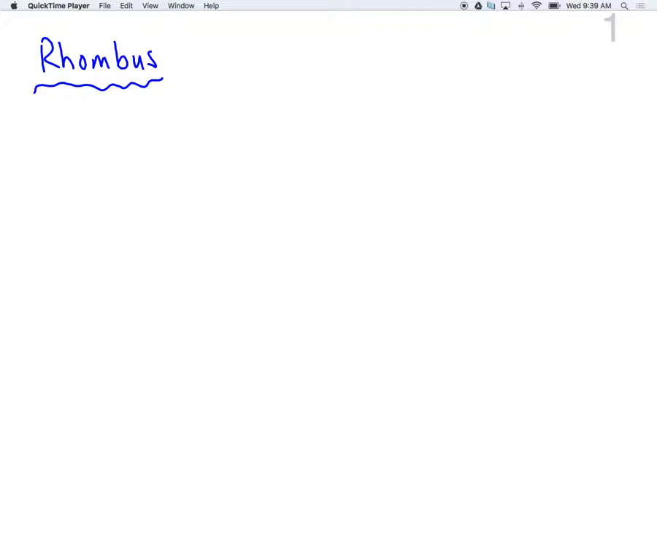It's a quadrilateral. Oh, good, good. Anything else? Has four sides. It does, good, because it's a quadrilateral. Quad, four, lateral, side. Yeah. Okay. Anything else?